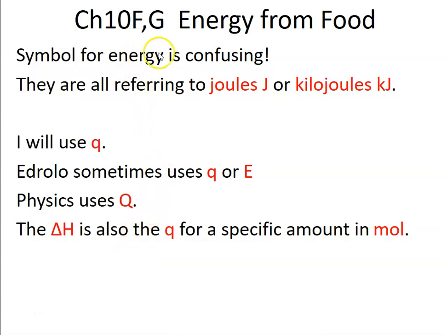Okay, we're at the last topic. So 10F and 10G, we're looking at the amount of energy you get from food and how you measure it. The symbol for energy is confusing. They're all referring to joules or kilojoules, but we could use Q as our symbol, or Edrolo uses E sometimes. In physics, they use a capital Q. Change in enthalpy that we've looked at before is also the amount of energy. So all of these different symbols are talking about the amount of joules.